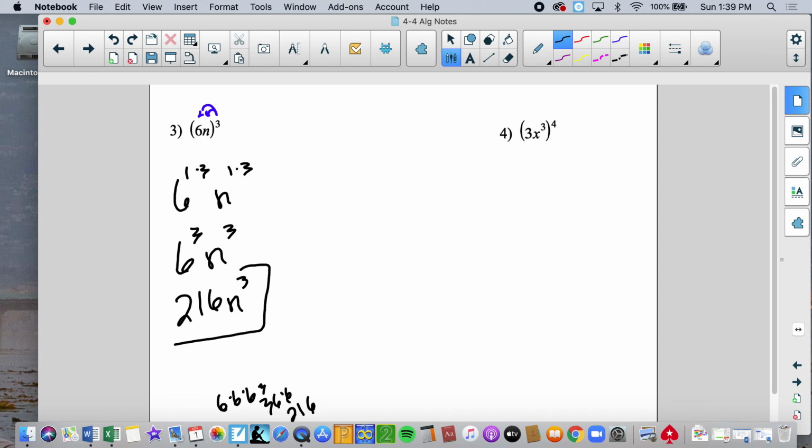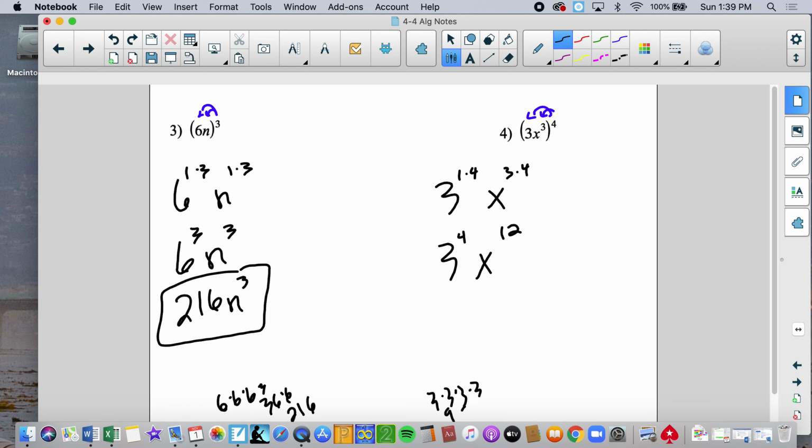Woo. We talked about being able to multiply numbers. You should know those. Oh, we're going even bigger. Here we go. We have the 4 distributes to the 3, and the 4 gets distributed to the x to the 3rd. So that's 3 to the 1 times 4, x to the 3 times 4, 3 to the 4th, x to the 12th. 3 to the 4th, 3 times 3 times 3 times 3. 3 times 3 is 9. 9 times 9 is 81, x to the 12th.